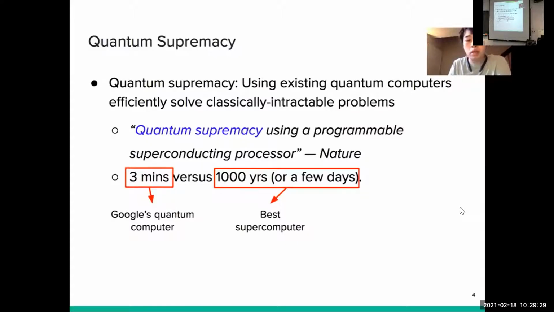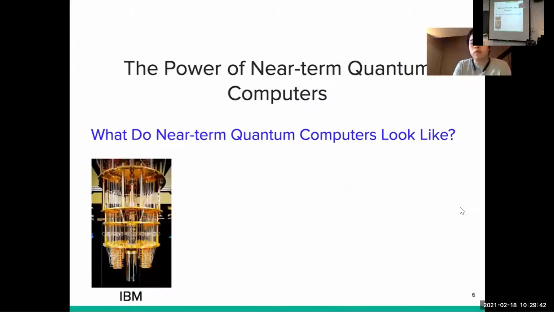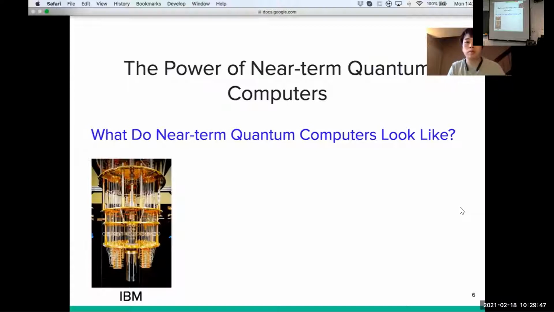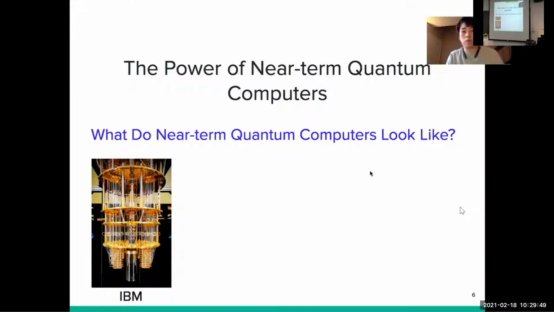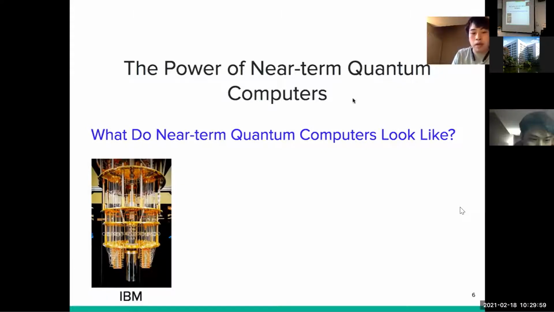So now you may start wondering, what can near-term quantum computers do? Or what problems can we use near-term quantum computers to solve much faster than classical computers? However, before we try to understand the power of near-term quantum computers, we probably need to first understand what near-term quantum computers look like. So here is a superconducting quantum computer by IBM. And as a computer scientist, I also want to understand how to model the algorithms running on these quantum computers.